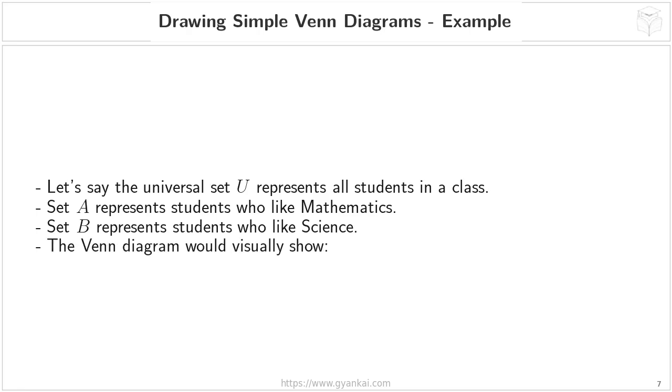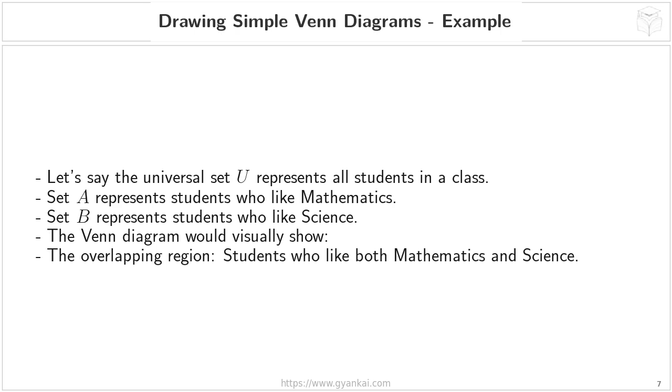Now, think about how this translates to our Venn diagram. The area where the circles for set A and set B overlap, that's where we would list the students who like both mathematics and science.